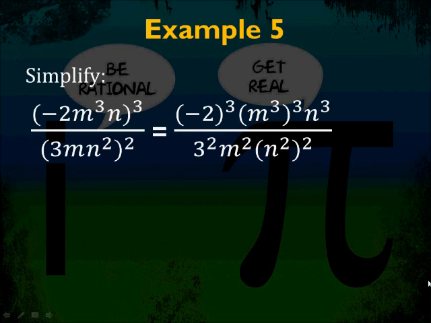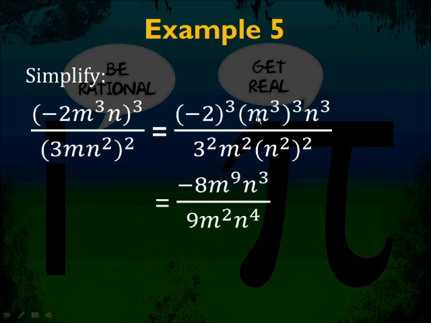So when you do that, you have -2 cubed, m cubed cubed, and n cubed, all over 3 squared, m squared, n squared squared. So all I did was take the 3rd power and the 2nd power and apply it to every factor inside the parentheses. Now it's just a matter of simplifying. We get a -8 m to the 9th power n cubed divided by 9m squared n to the 4th.